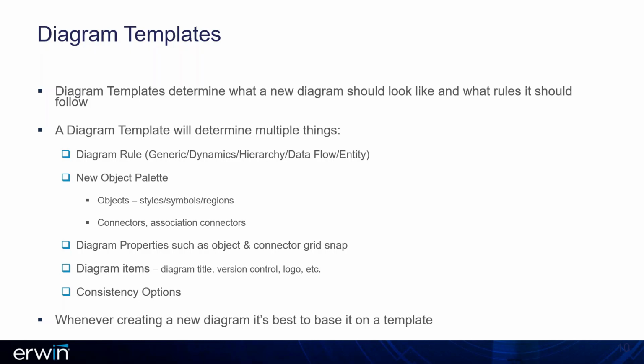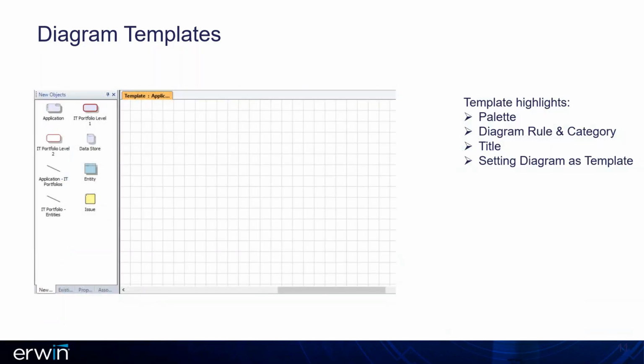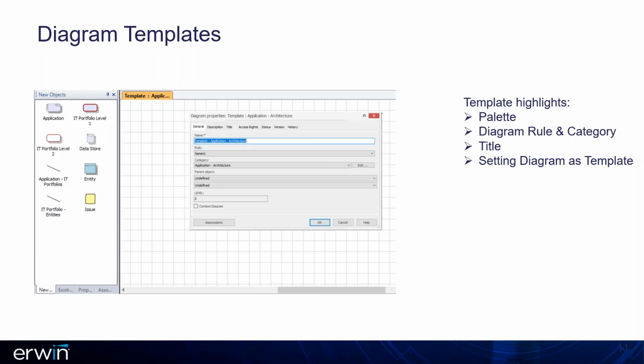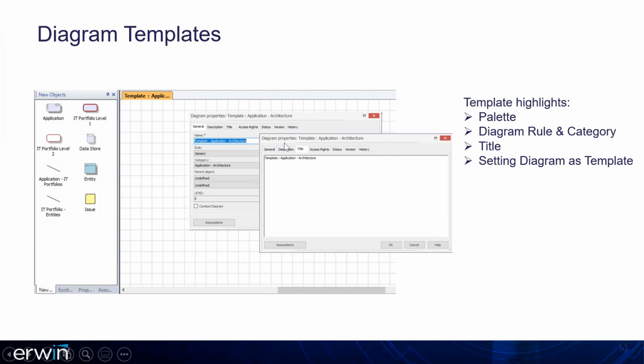So these are all different things that are part of your template, and we recommend creating a new diagram based on a template. Even if you're creating a brand new template, you can also use the same rule. So when you're working with a new diagram, you're setting up the palette. You're deciding what should be available on the diagram, the objects, the connectors or associations. You are also determining the diagram rule and category, which you can see on this tab right here. So the rule and the category, as well as its diagram title, and the title can be added when you insert title.